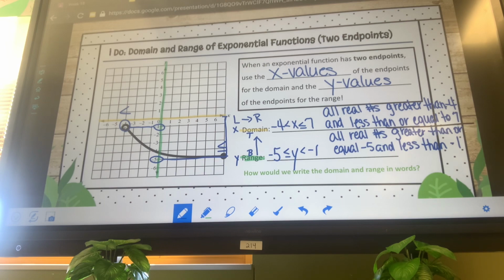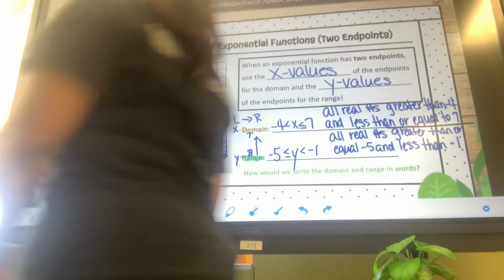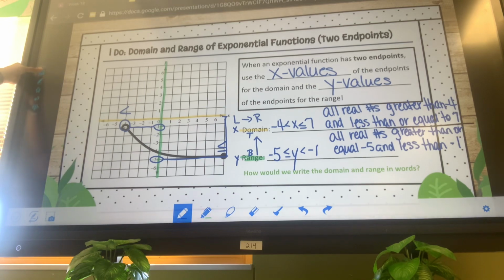All right, so that's the two endpoints. We have some U-dos next. I'm going to go to the next I-do.